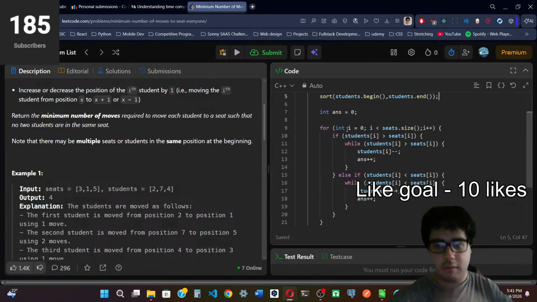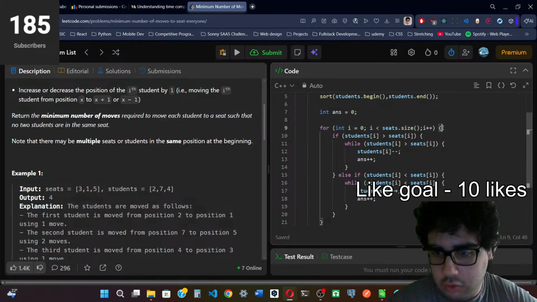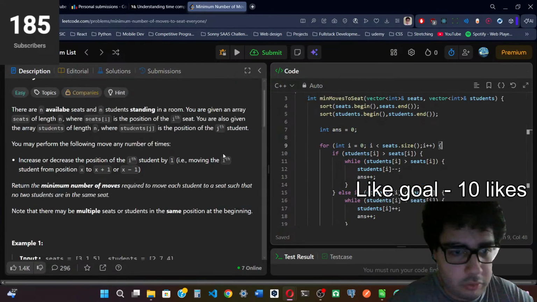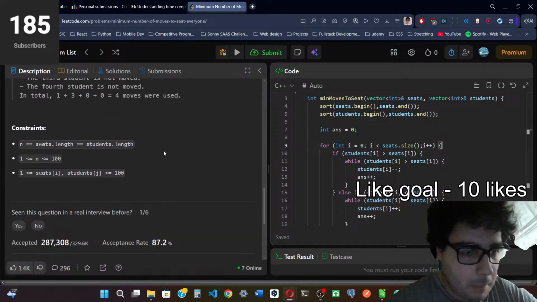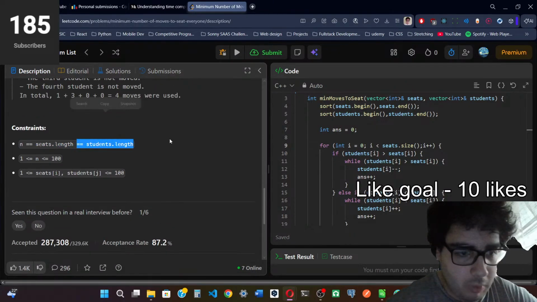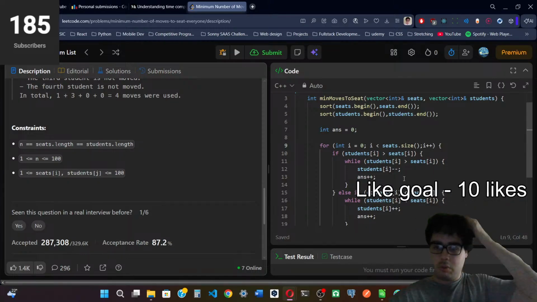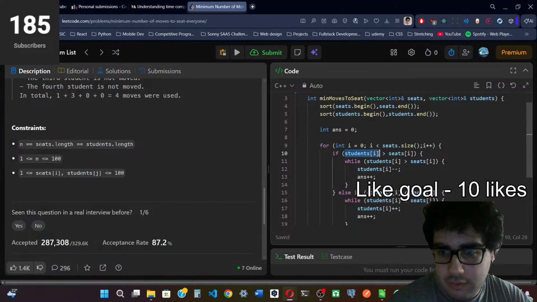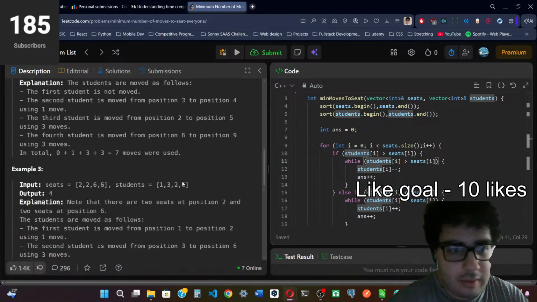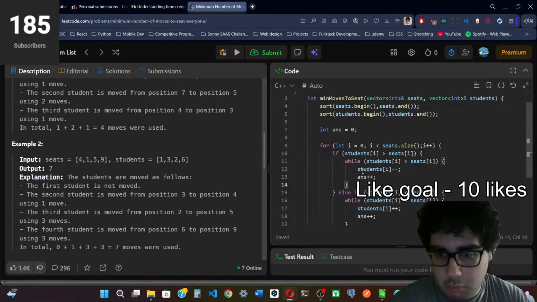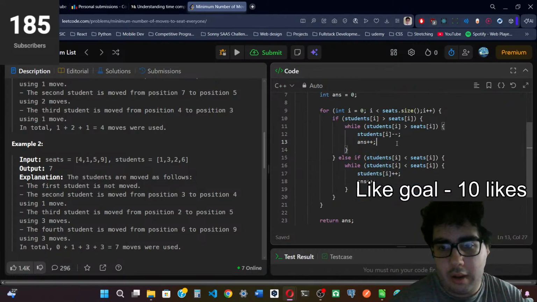And here we have this for loop, which goes through and as we can see, the length of both arrays is the same. This is why we can do this. So as we can see, if students of i is greater than seats of i, while this is true, we're going to decrement students of i. Okay, and we're going to increment our answer.